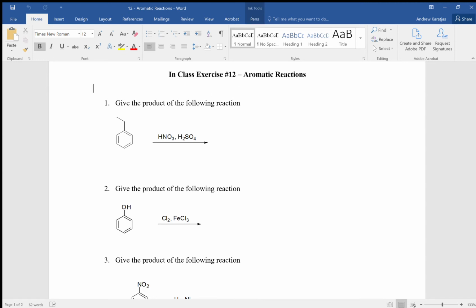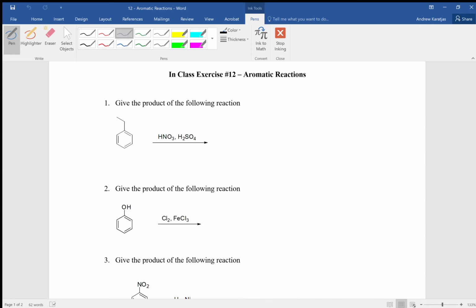And we know, based on what we've learned, that these are our nitration reagents. So, as we saw previously, nitration allows us to replace one of the hydrogens on our aromatic ring with a nitro group.